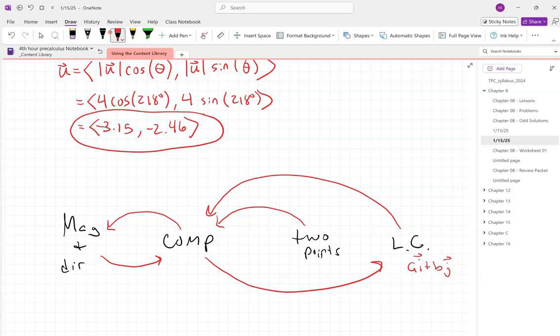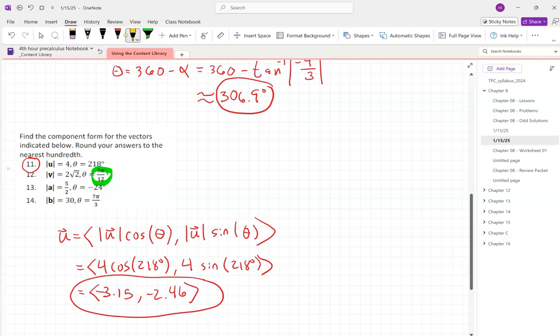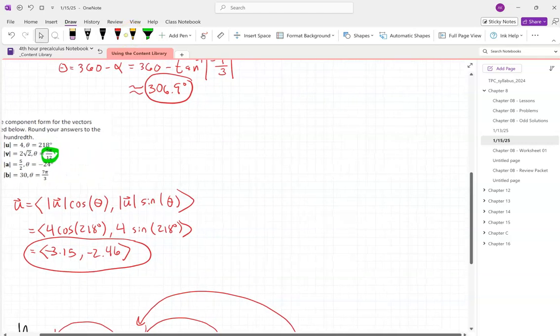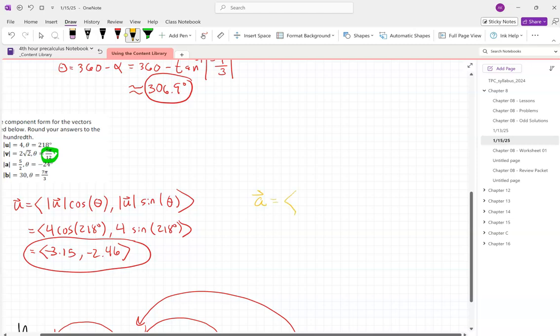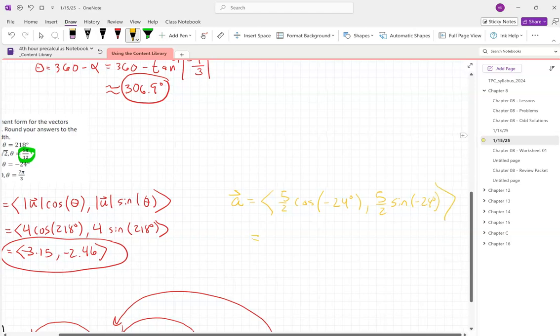The next topic. Wait, can you do a component form from the vector question again? Yeah. Sure. You just want to do another? Let's do 13. So it's going to be the magnitude, which is 5 over 2, cosine of the angle, comma, magnitude times sine of the angle. And then it's just calculator time. Punch it into your calculator and go. Is that okay, Mira? Yeah.